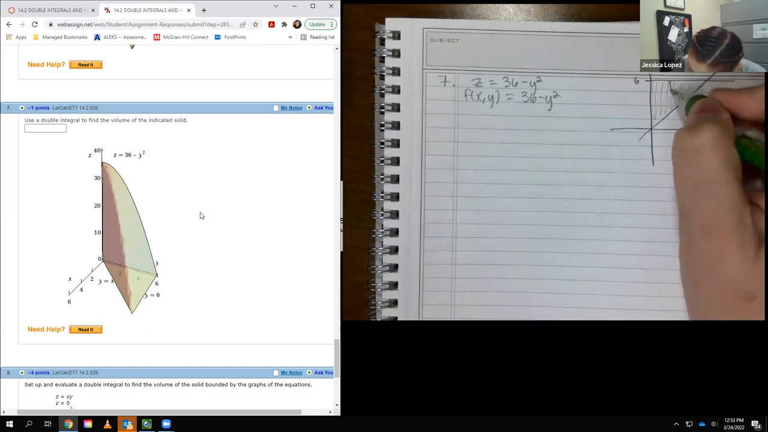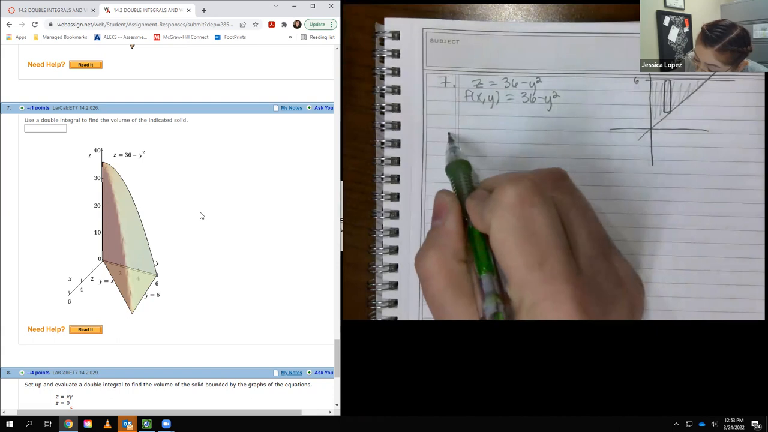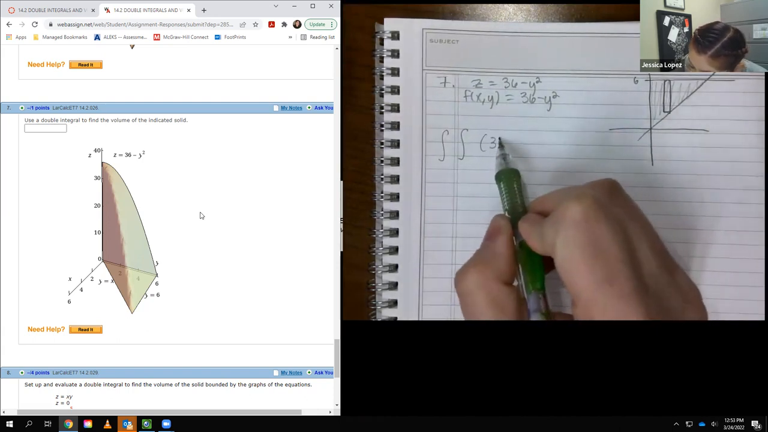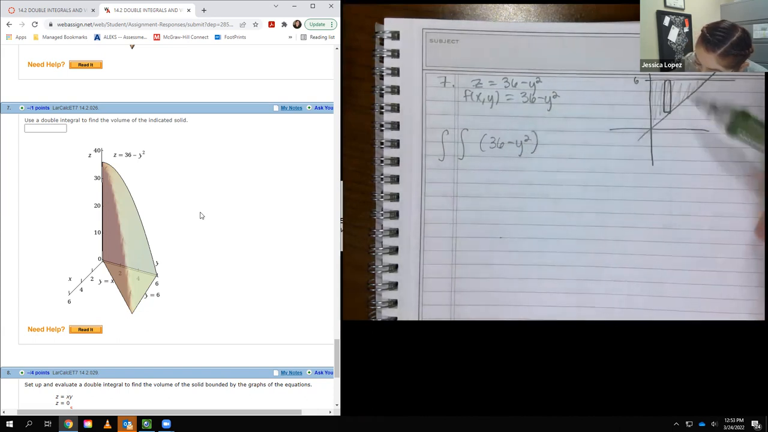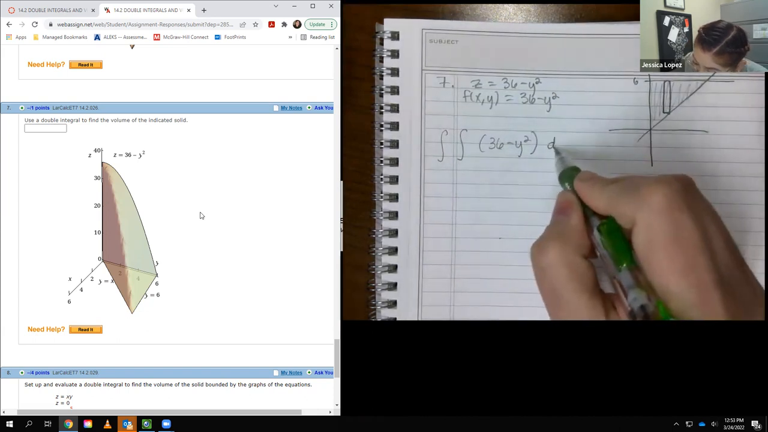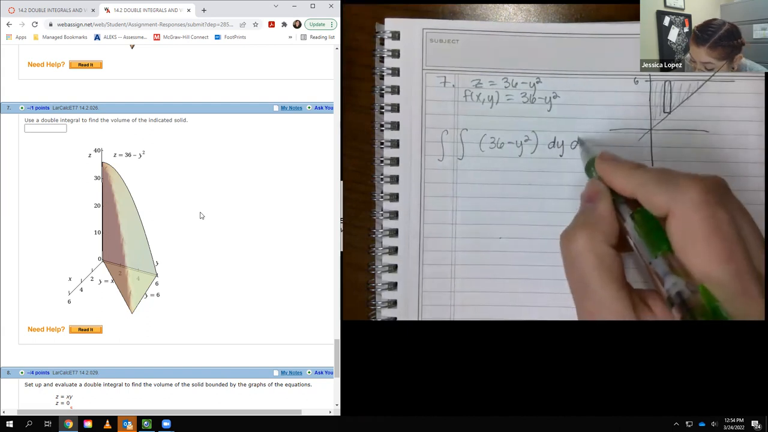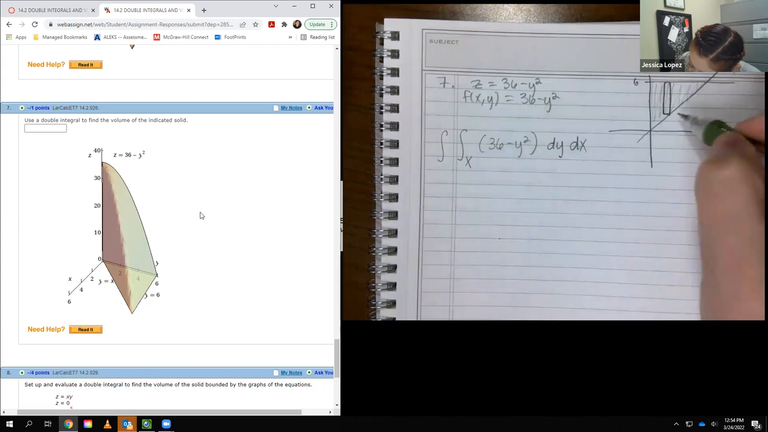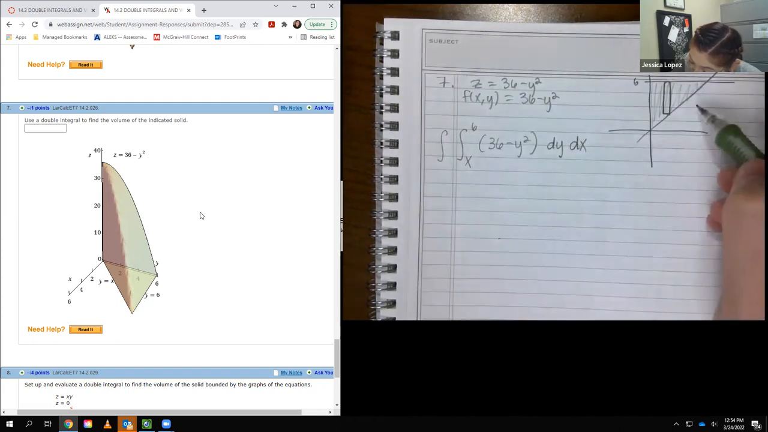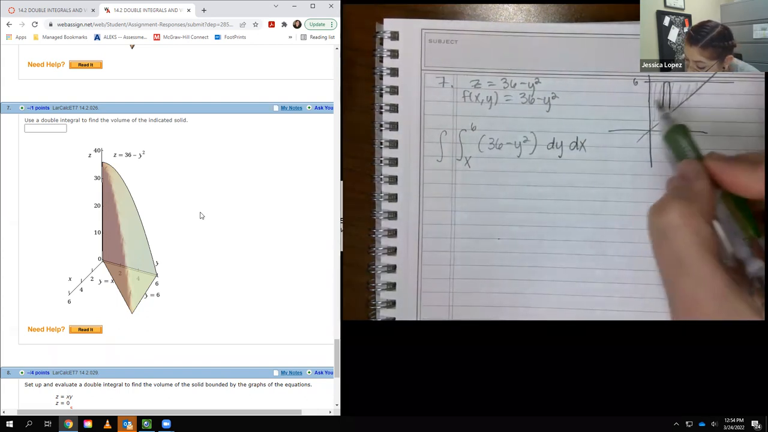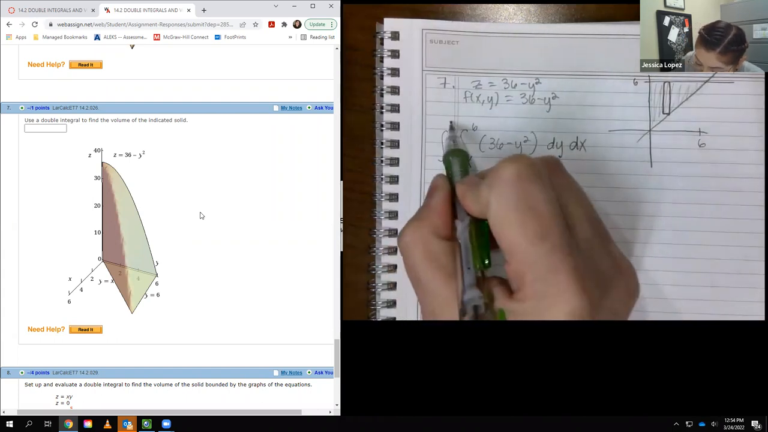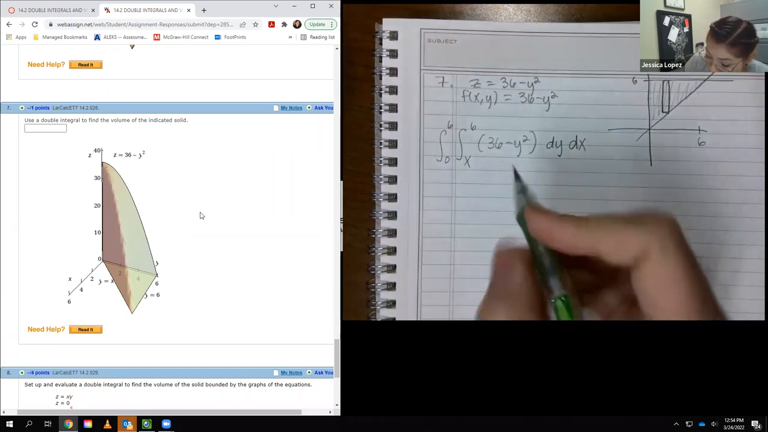So if I want to do it like this, which is normally what I like to do, we're going to do the y first. So from bottom to top is the y, from left to right is going to be my x. So the bottom is y equal to x and y equal to 6. And then the little rectangles are going to span from 0 all the way to this value, which also happens to be 6. So let's do the integration.